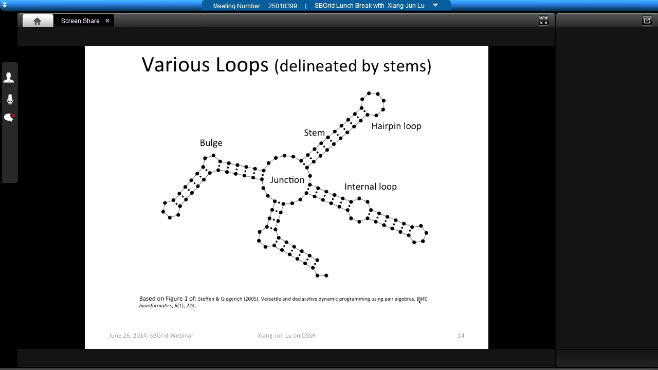So once we have the helices, we can define the various loops. Shown here is a very simple schematic picture to see the typical components. For example, hairpin loops are delineated by a single stem, and bulges have single-stranded nucleotides on one strand, and internal loops have separate single-stranded nucleotides on both strands. In the end, a junction loop is defined by three or more stems.